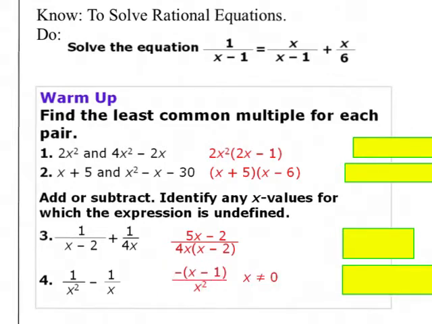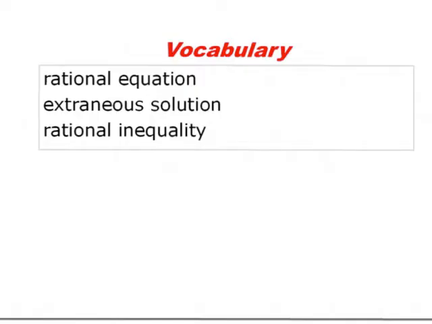Okay, now that we've reviewed a little bit, let's go ahead and begin the lesson for today. There are 3 new vocabulary words that we need to look at today. First one here is a rational equation, which we're going to define in a few moments. And sometimes when we solve equations, we're going to come up with what's called an extraneous solution. And then lastly, we're going to be looking at rational inequalities.